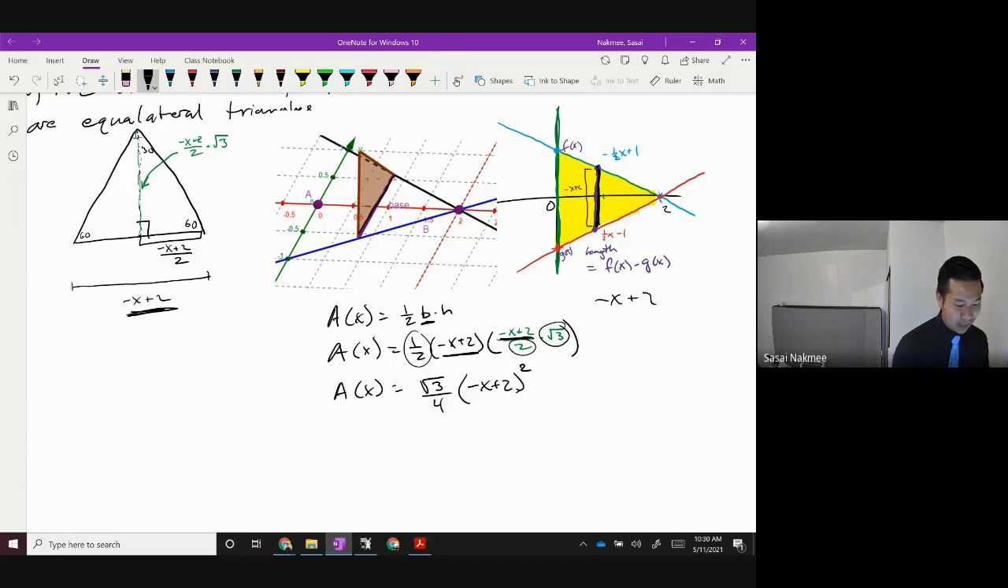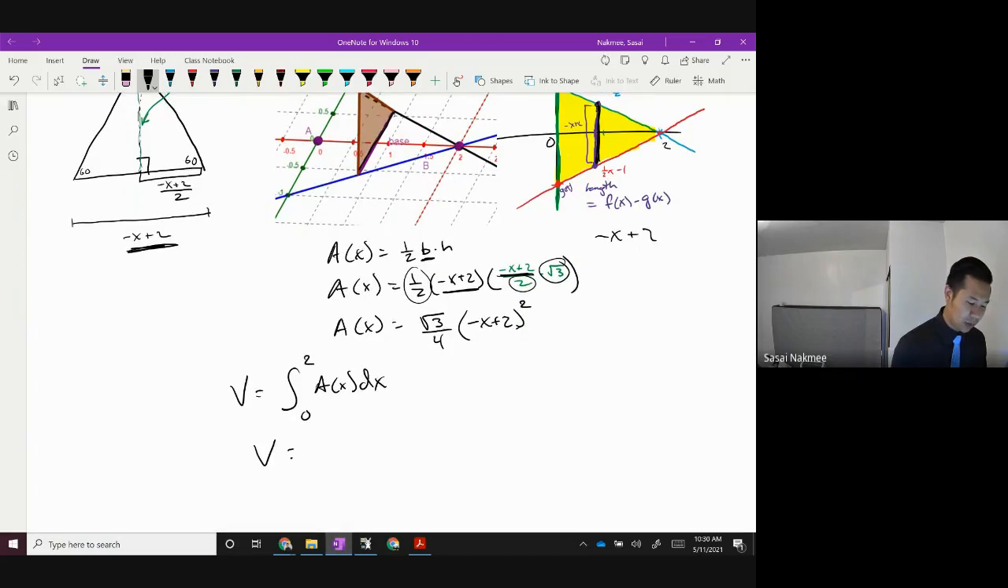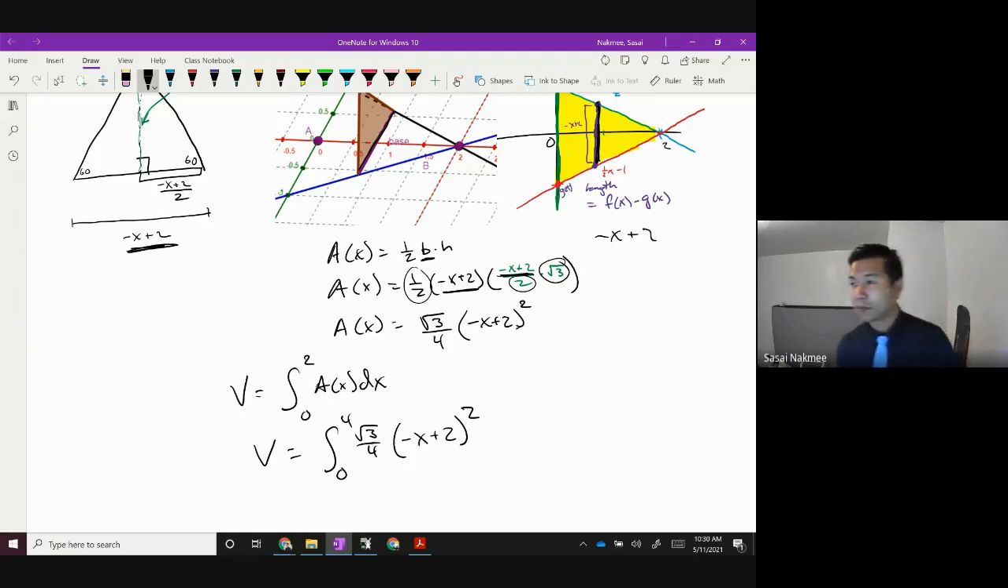You don't have to do what I just did there, but people like to simplify things before they do the integral, because the volume of this is going to be the integral from 0 to 2 of the area function of this cross section, which is going to be equal to, you ready for this? The square root of 3 over 4 times negative x plus 2 squared for this equilateral triangle. And then you would just do the integral of this again. This is just your coefficient that comes out, and you do the integral of that being squared.